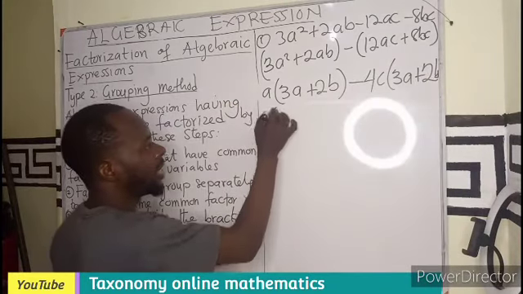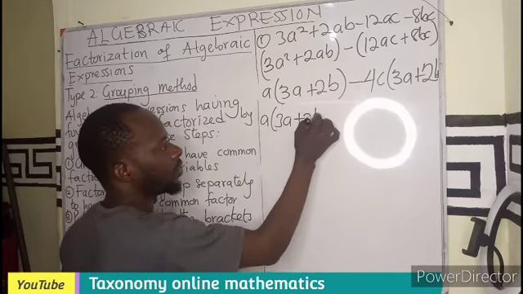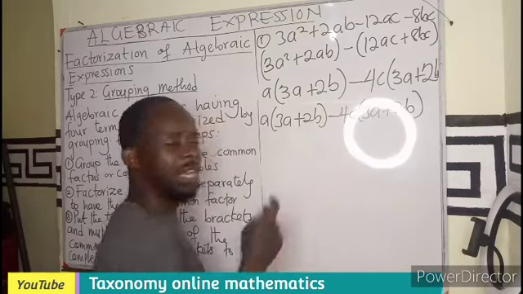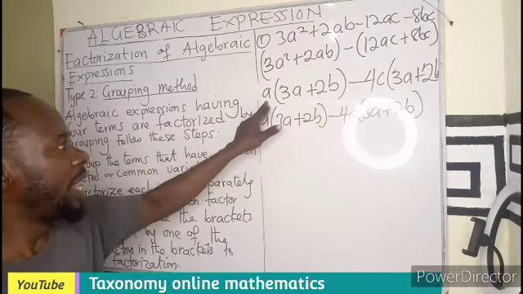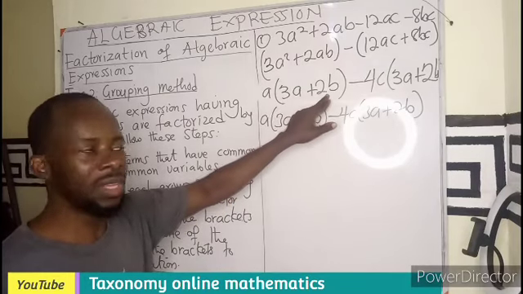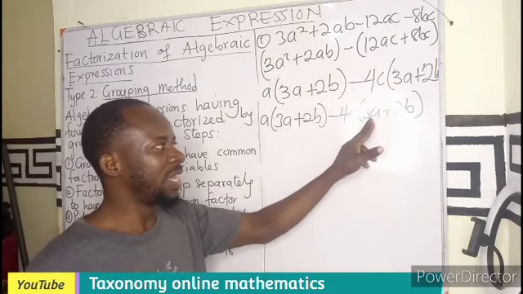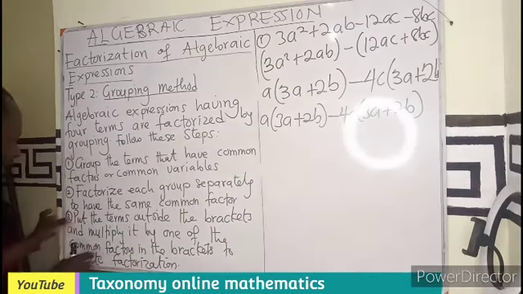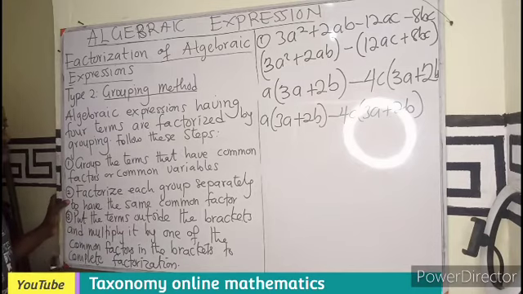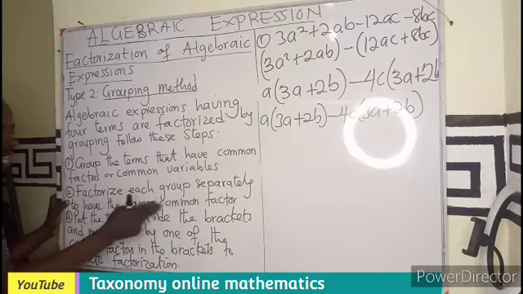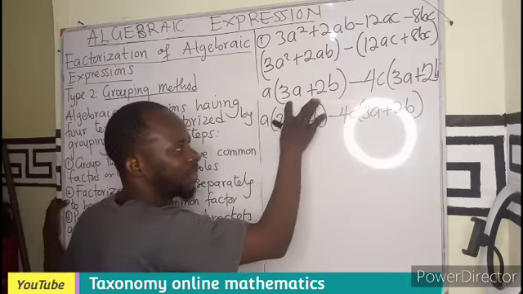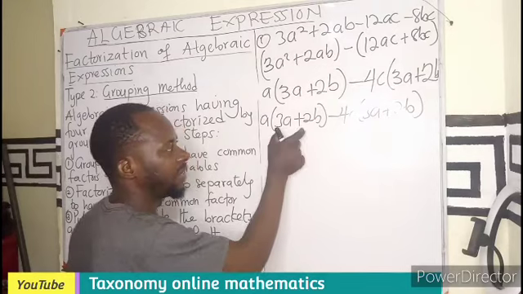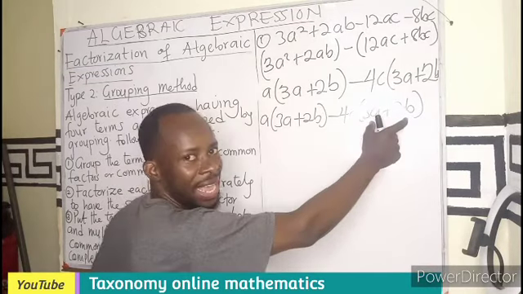So let me rewrite this. It's going to be A, 3A. So this is what I'm going to get. A into bracket 3A plus 2B minus 4C into bracket 3A plus 2B. That gives us the same thing here. The same when we factorize each of the groupings separately to obtain the same common factor. I did this separately. I have a common factor in the bracket. This is 3A plus 2B, 3A plus 2B.